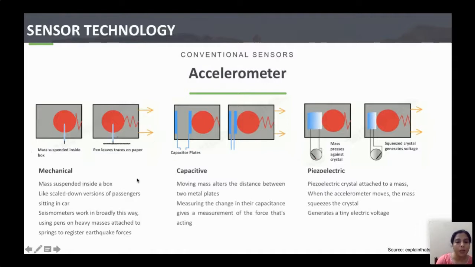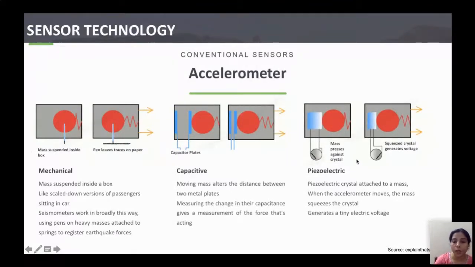The second type is the capacitive accelerometer. Here you have 2 capacitor plates. When a vibrational force is exerted on the accelerometer, the housing will move, and this proof mass will move, and this will reduce the distance between the capacitor plates. So this changes the capacitance of the plates, and that can be used to measure the distance and thus the acceleration.